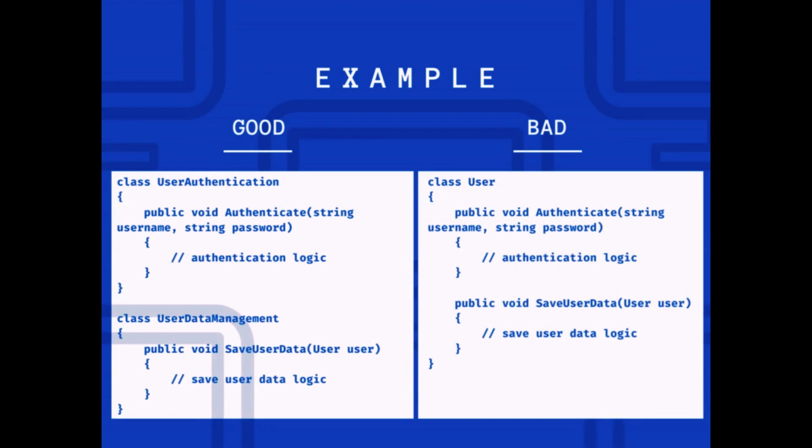Let's consider a practical example. Imagine we have a class called User that handles both user authentication and user data management. According to the SRP, we should split this class into 2 separate classes, one for authentication and another for data management. This way, if there are changes related to authentication, it won't affect the data management part, and vice versa.